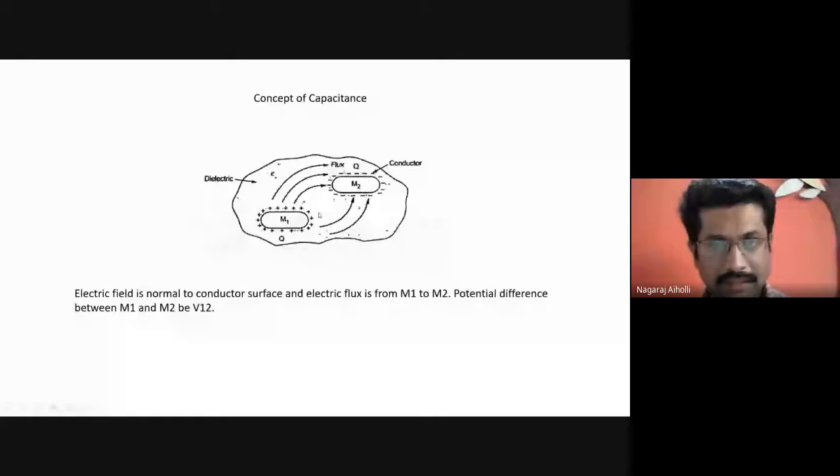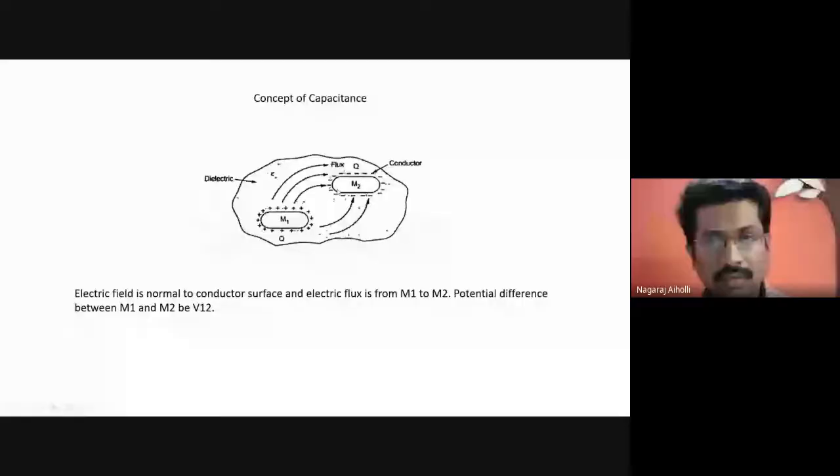Consider two conductors here. This is conductor M1, and this is conductor M2. They are separated by some distance. The electric field is normal to the conductor, and the medium in which they are present has permittivity epsilon. The flux is moving from M1 towards M2.